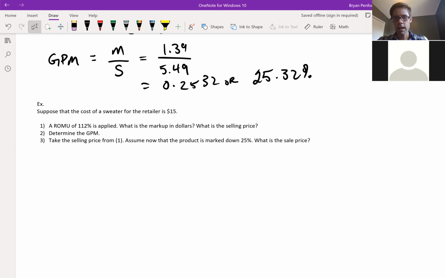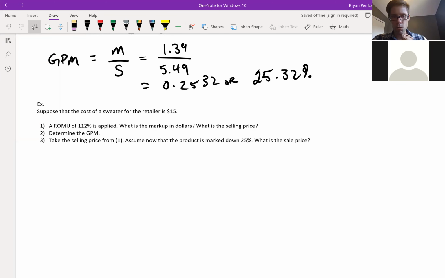So in our second example, what do we got here? We have a cost of a sweater. The retailer is going to purchase a sweater for $15 from the supplier, and they're going to apply a rate of markup of 112%. Now, this is certainly not unusual to see. There are quite a bit of clothing items, especially shoes, that get marked up over 100%, I would say. So it's not unusual to see a really large rate of markup like this.